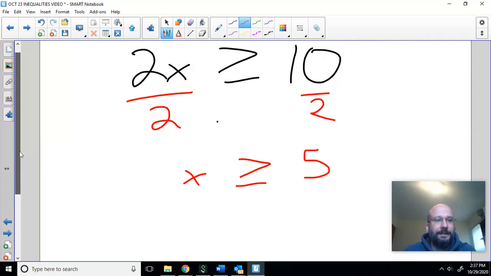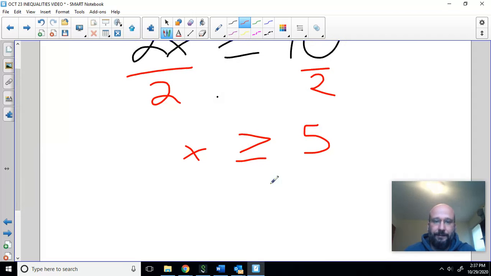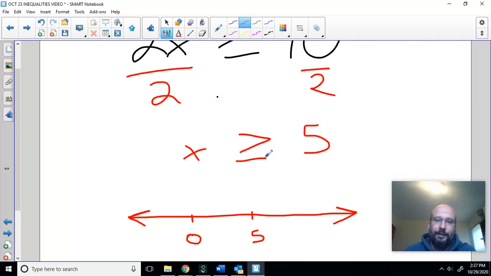If you were to graph this, and a lot of times you will have to graph it, you have a number line. We're going to put 5 on a number line. 0 would be here, right, on a number line. So since x is greater than or equal to 5, we're going to fill in the circle over the number 5, and our arrow would go this way.